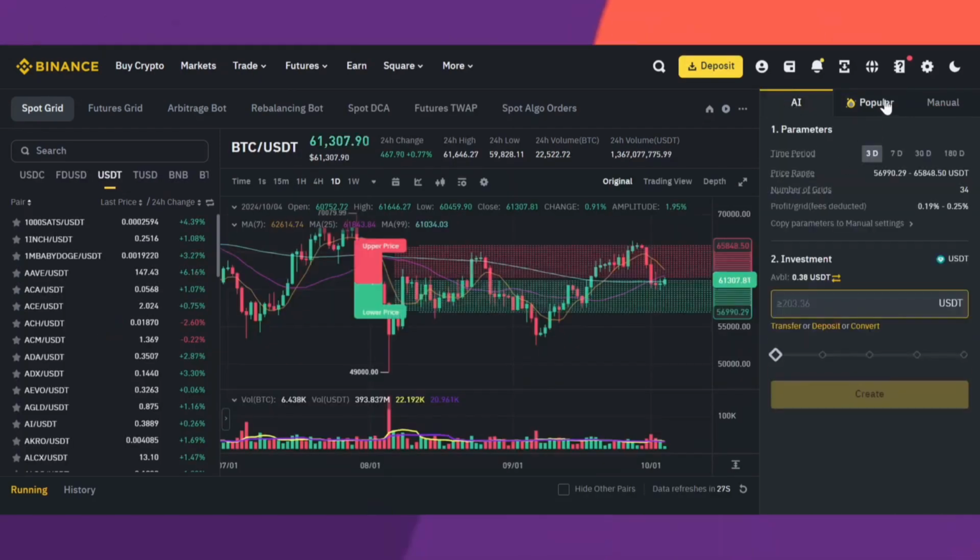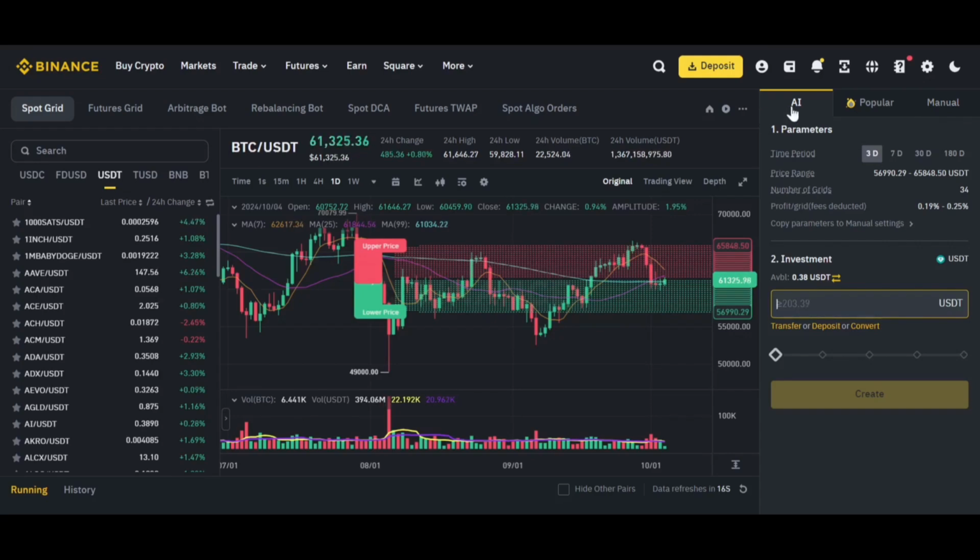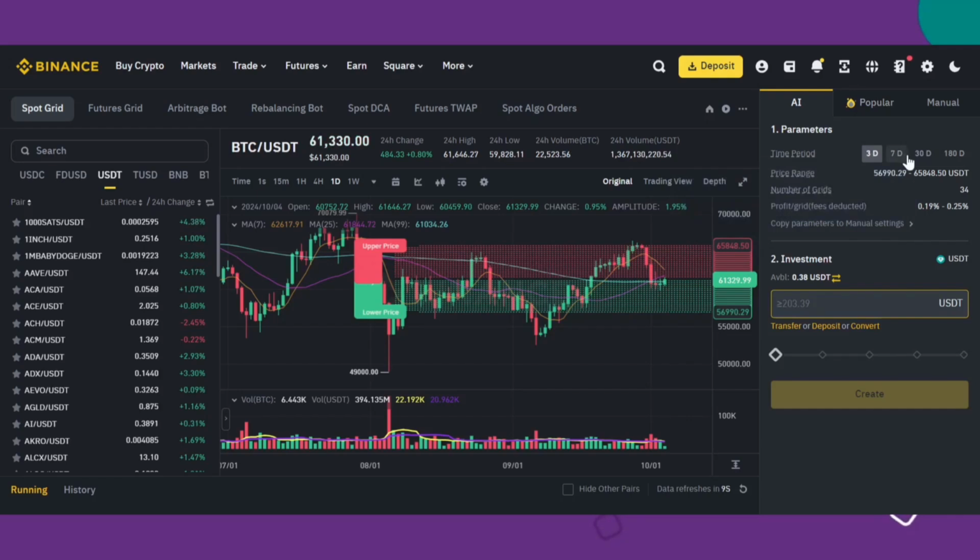Now we will talk about each section, how it works, and why it is useful. First of all, we come to AI. See, in AI you have been given time periods of 3 days, 7 days, 30 days and 180 days. If you choose 3 days, it tells you the price range.